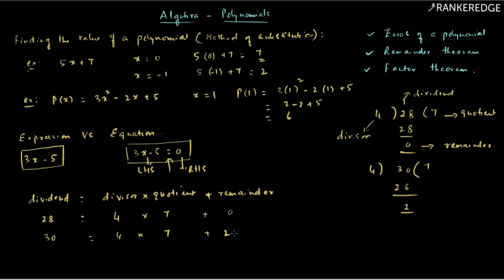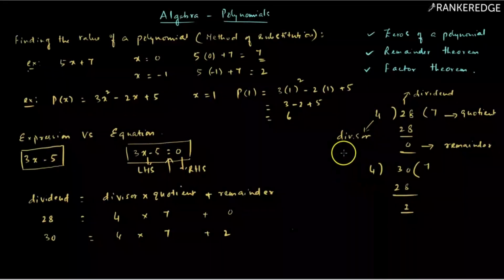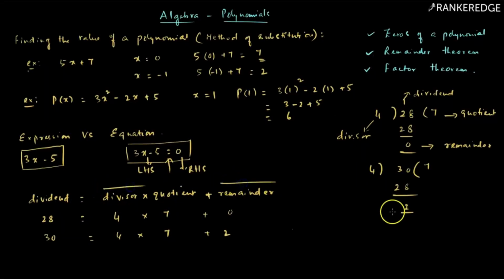This is the same rule that applies to polynomials also, but then we need to understand the relationship between the divisor and the remainder. In the case of division of normal numbers, what is the relationship between the divisor and the remainder? You can say that the remainder is always less than divisor. For example, my divisor is 4. If the divisor is 4, what are the possible values of the remainder?